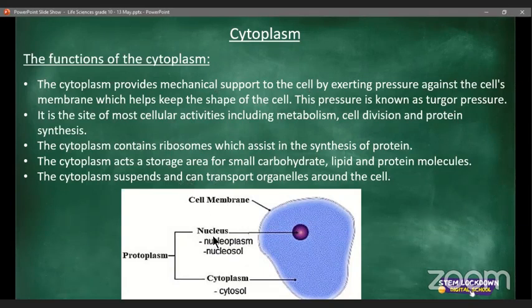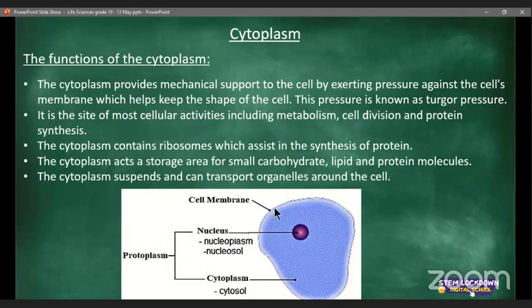This is a diagram of the cell. This is our cell membrane, and we can see the protoplasm. Remember we said the protoplasm is made up of the nucleus, the cytoplasm and other cell organelles. The nucleus has the nucleoplasm, which is the substance of the cell nucleus, and the nucleosol, and the cytoplasm is made up of the cytosol. This is just a diagram to show what we have been talking about.